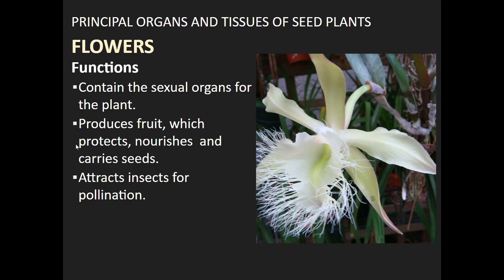Okay. All right, and then of course flowers. Now flowers are really complex. We could talk all day about flowers. They do basically have one job, although I don't really want to say that. Their main job, how about that, is that they contain the sexual organs for the plant. But they can also produce fruit.